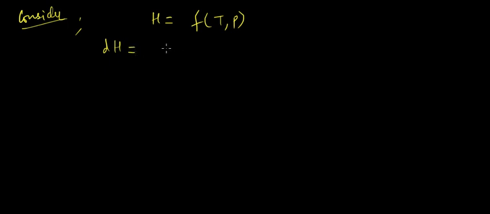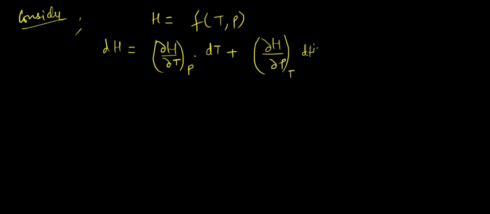Okay, hi guys, so we'll be continuing on seeing more on enthalpy. So let's get started. So we have H, let's say it's a function of temperature and pressure. Now we can write dH as del H upon del T at constant pressure times dT, plus del H upon del P at constant temperature times dP.